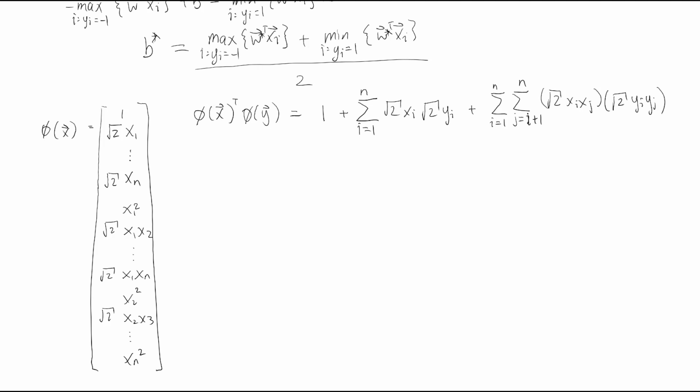Okay, so where does that come from? Basically, it comes from the fact that we need to multiply the different components of x itself together, right? So we have x1 x2, x1 x3, all the way up to x1 xn. And then we start with x2 squared, x2 x3, and so on.